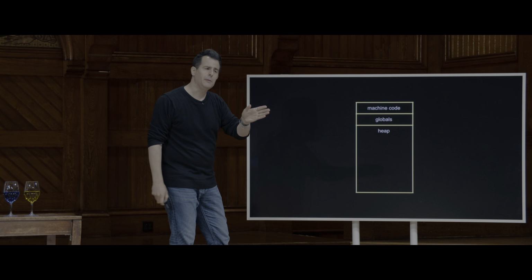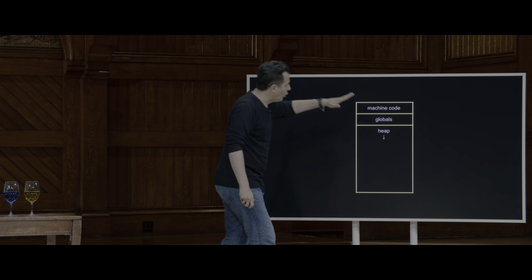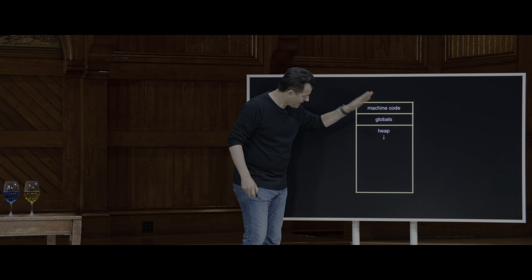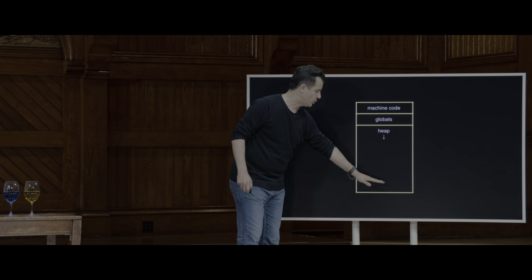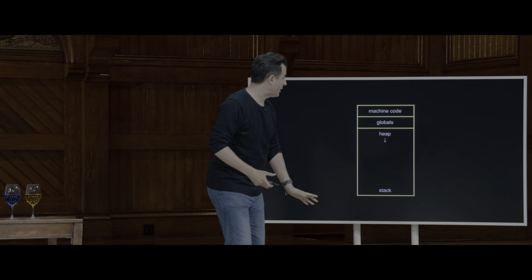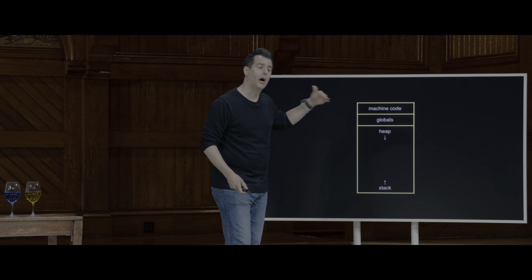Then there's something called the heap. More on that in a moment. And it grows downward. So you have a lot of memory available to you here in the heap, and you can keep getting more and more and more available to you. But at the bottom of this memory is what's called the stack. And the stack actually grows, curiously, in the other direction, up and up and up.